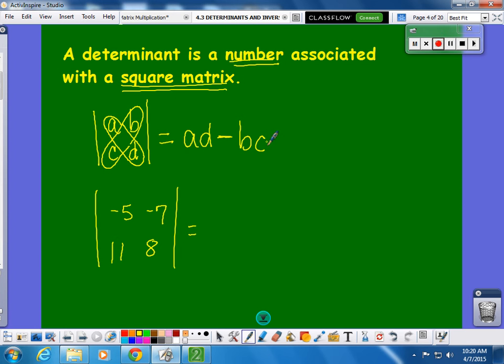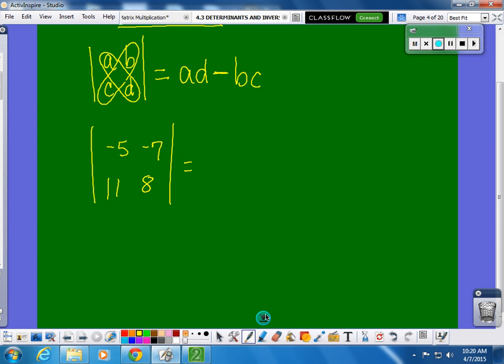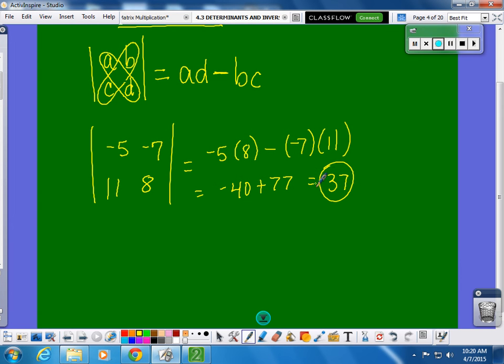So if this is my matrix, and I'm going to find the determinant of it, how has this changed? I'm no longer doing brackets, now I'm doing vertical bars, and that is the symbol to show you that you're going to find a determinant and not refer to this as a matrix. You're finding the determinant, the number associated with this matrix. If this is my determinant, I would start in the upper left, cross multiply, built-in negative in my formula right here. So that would be negative 40 plus 77. 37 would be my determinant.